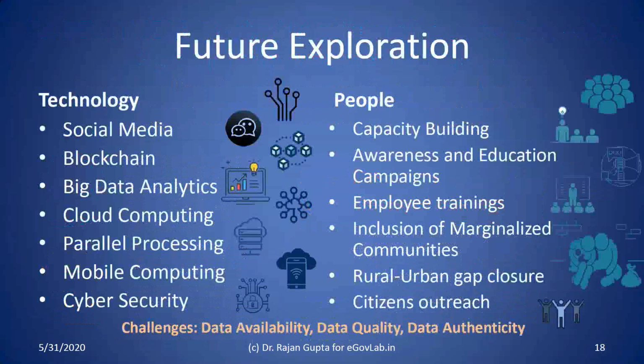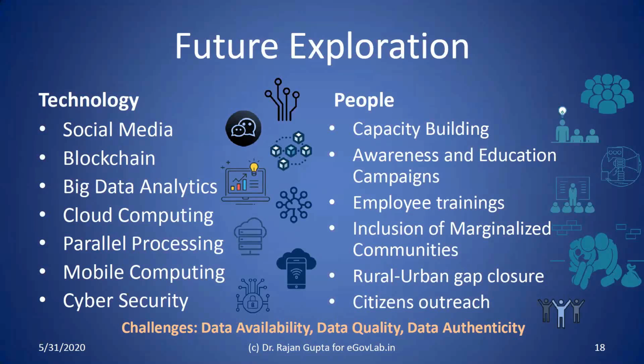So these were the various case studies that we have worked on and that already exist. And there are certain future explorations that can be done in this area with respect to technology. You can work on social media analysis. You can use technologies like blockchain analysis. You can work on big data analytics, cloud computing, parallel processing, mobile computing, and cybersecurity. So these are a few technological areas that are emerging in the field of e-governance, and you can very well work on them and try to find solutions to the existing problems.